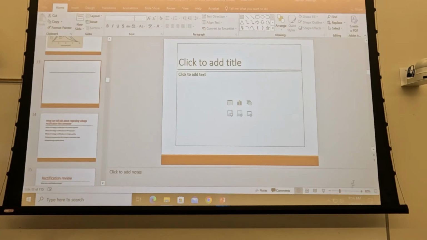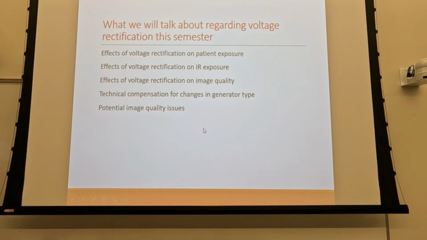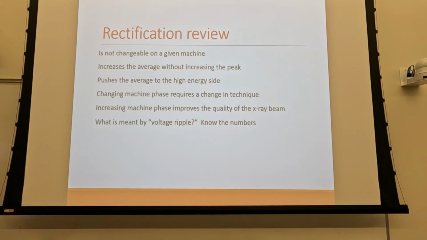We talked last Friday about voltage rectification and what we're going to go through this semester in voltage rectification and how it affects the output of the X-ray tube. So remember, your voltage rectification is going to be the same on any given machine. You're not going to be able to change it, but you do need to know what happens in between rooms of different X-ray output or different X-ray production, different generator types.